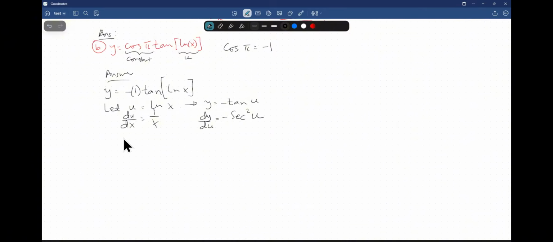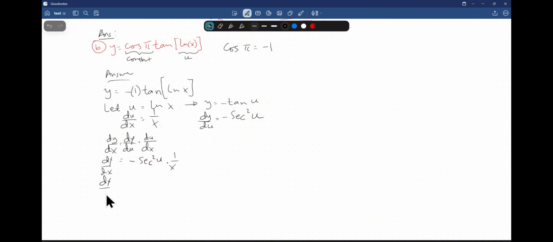In order to find the derivative of y with respect to x, we can use the chain rule. The derivative of y with respect to x equals dy/du multiplied by du/dx, which we already have. dy/du is this part here, negative secant squared u, multiplied by du/dx, which is 1 over x.